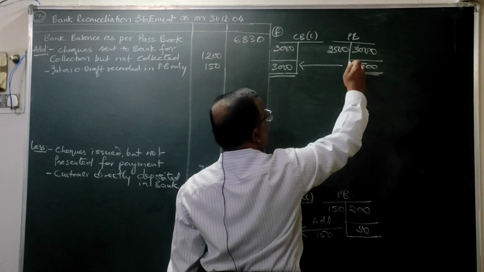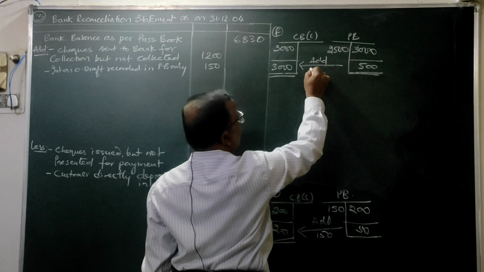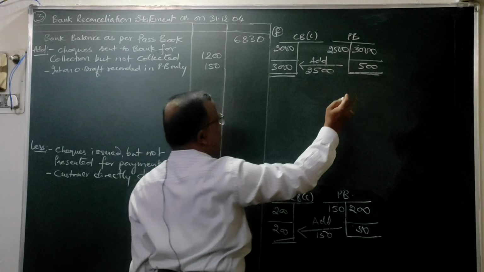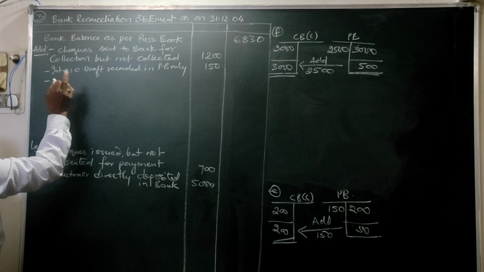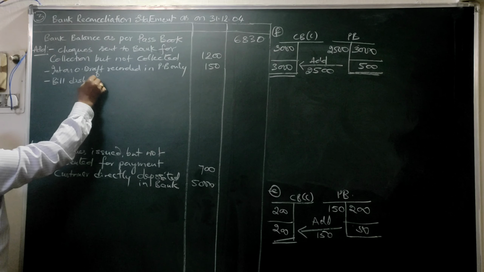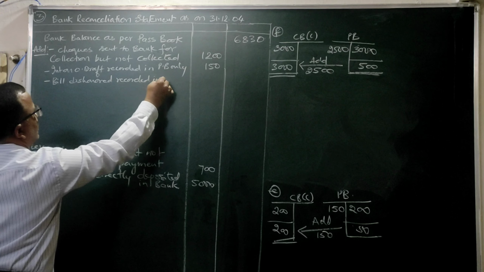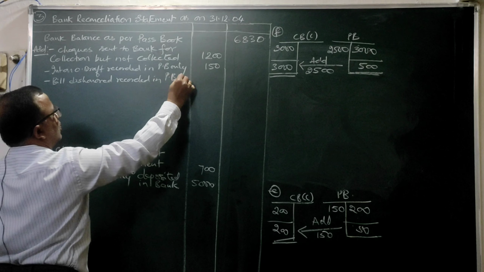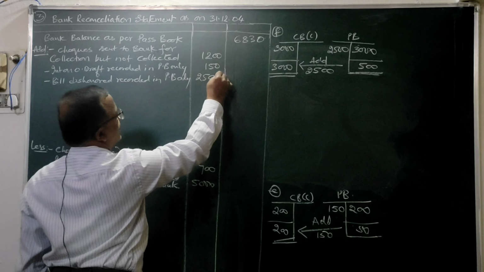This is kept constant. So this 500 should be converted to 3,000. So to this 500, what should we do? We should add. How much should we add? 3,000 minus 500, that is nothing but 2,500. We should add it. So below add, what are you going to write? Bill dishonored recorded in passbook only, 2,500.